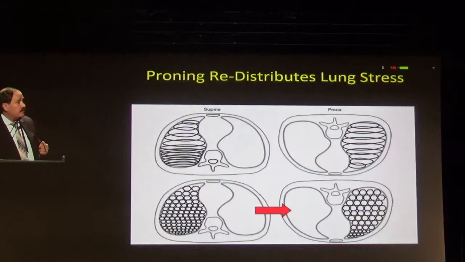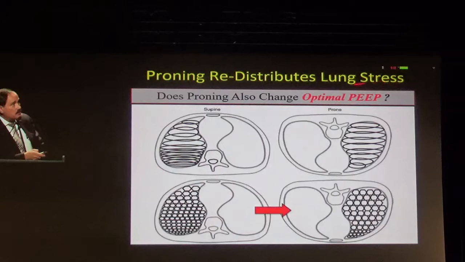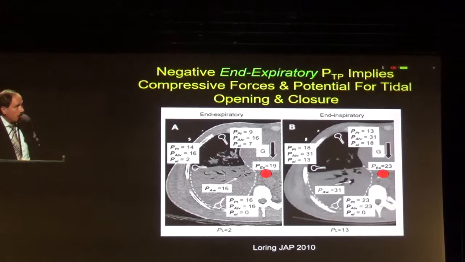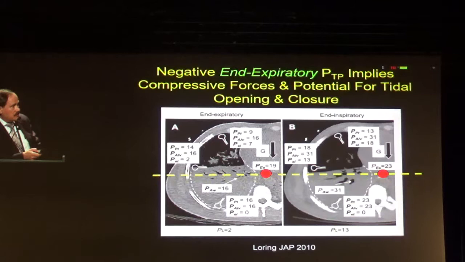Proning redistributes lung stress, and the question is, does proning also change the optimal peak value that you might experience as you raised peak in those two situations? Now, a negative end-expiratory transpulmonary pressure implies compressive forces and the potential for tidal opening and closure. We went over that just a little while ago.